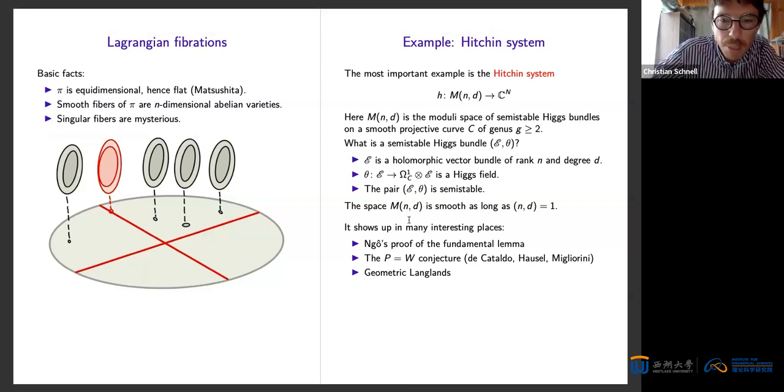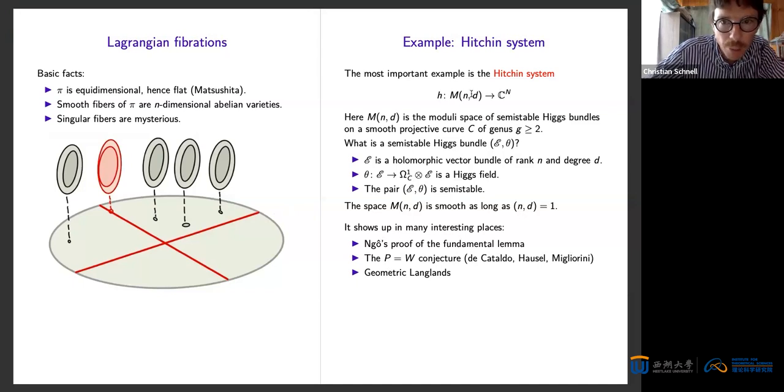This space is interesting because it shows up in many different places in math. The most famous one is the proof of the fundamental lemma by Ngo from 10 years ago. It also shows up in the P equals W conjecture by de Cataldo, Hausel, and Migliorini, which was proved last year.